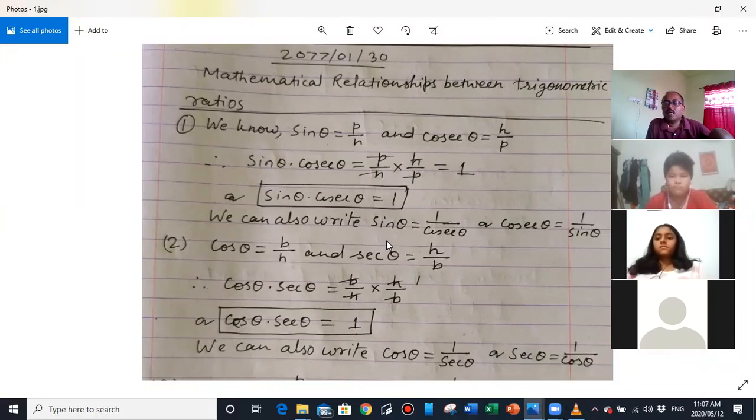That is, the relation of which ratio with which. So first, yesterday we had named the trigonometric ratios. Sin theta was equal to p by h. Cosec theta was just the inverse of this, h by p. And now let us try to multiply them. Sin theta into cosec theta. So what should we get? P by h into h by p. Everything will get cancelled, and one is left. So sin theta into cosec theta equals 1.